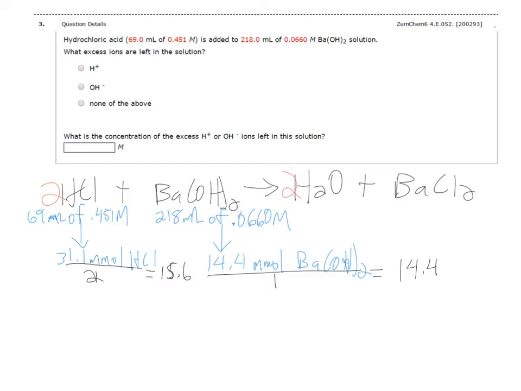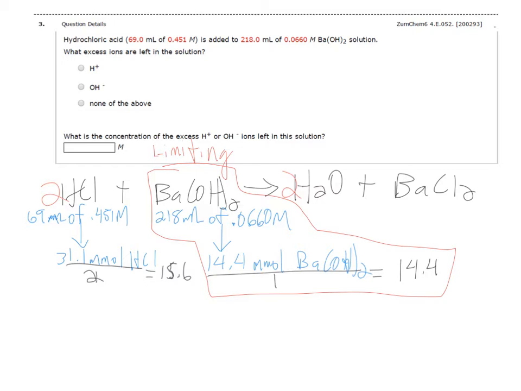Now we can make a comparison. 15.6 as compared to 14.4. Whichever is lower tells us what's limiting. And in this problem, at least with my red numbers, the barium hydroxide is limiting. Making that determination is of crucial importance because it affects everything else that the problem is going to ask for.